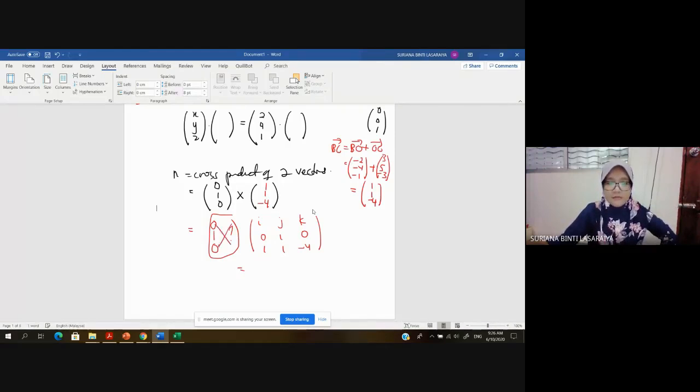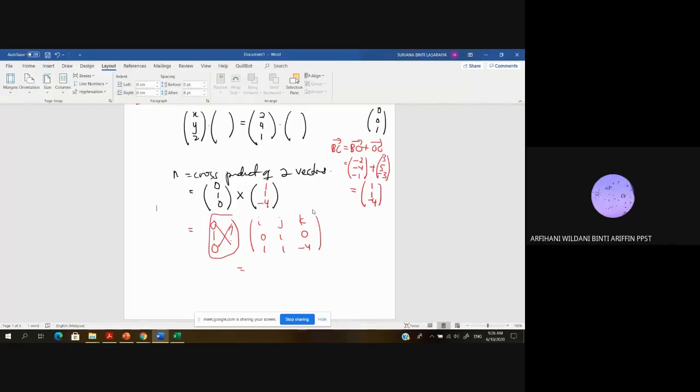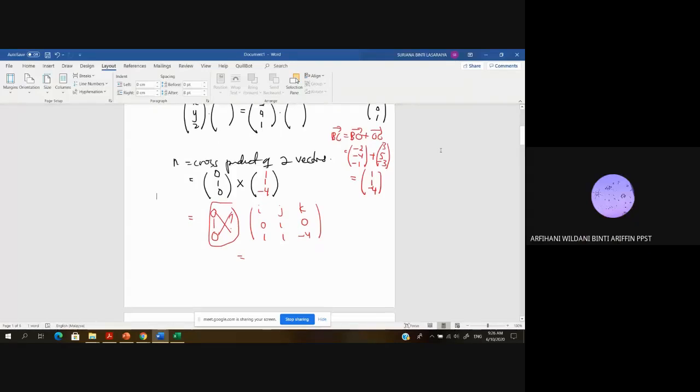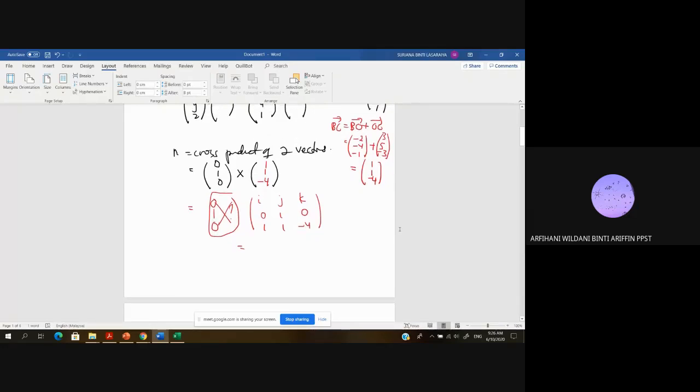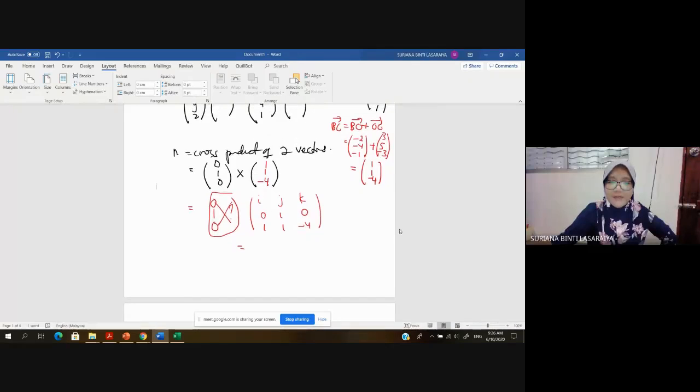Ni salah. Sorry, Miss. I don't understand the whole. Ni. Find the cross product of these two vectors. 0, 1, 0 cross dengan 1, 1, -4.